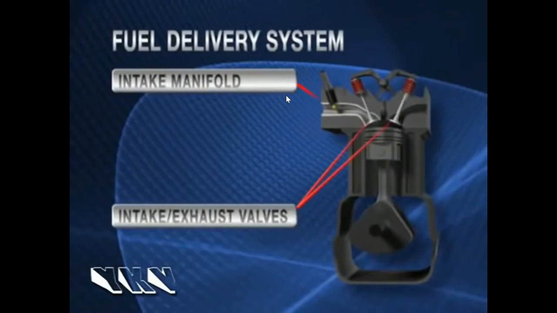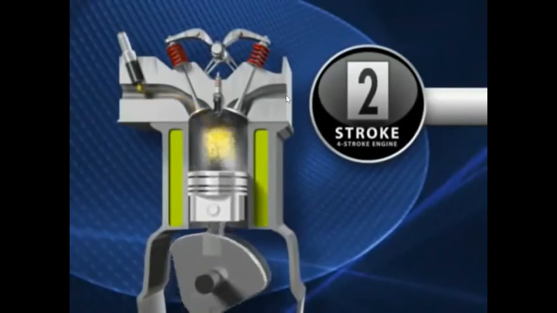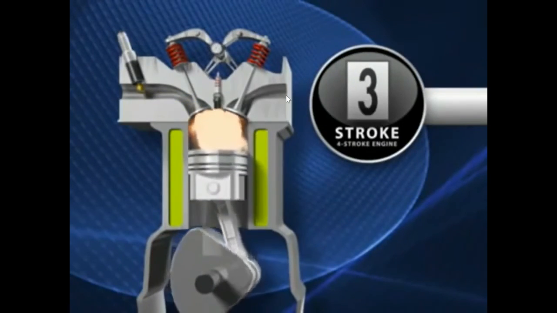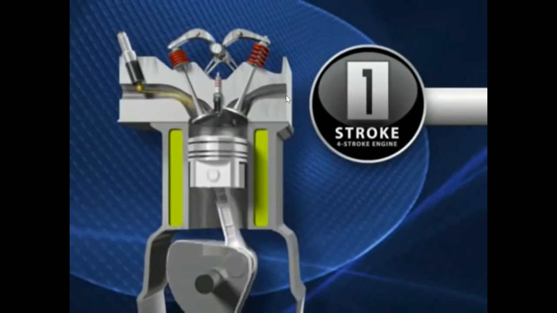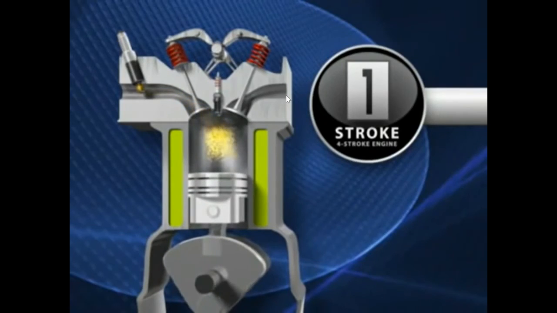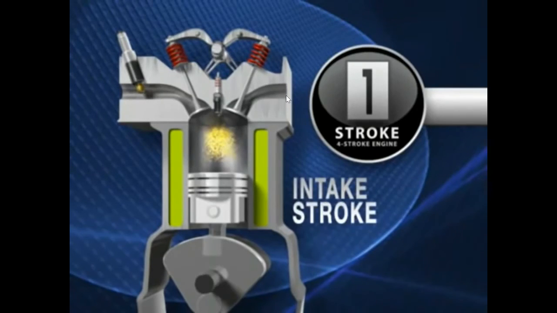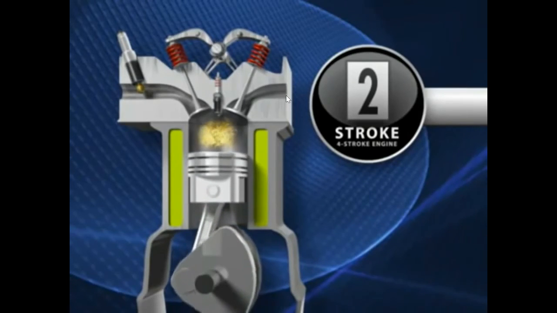So how are the intake manifold and the exhaust valve operated? As I told you, there is no external agent. And there's a spark plug and the fuel injector. Fourth stroke, yes, this is right. In the first stroke, the air and fuel mixture gets into the cylinder. That's the reason the piston goes down. Now the intake stroke is completed.